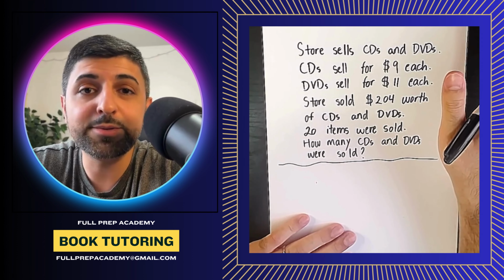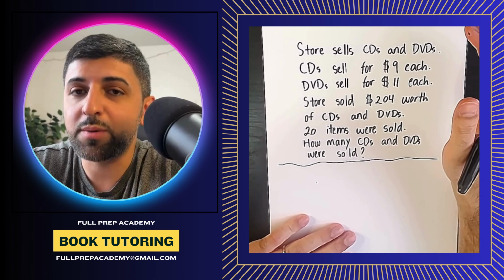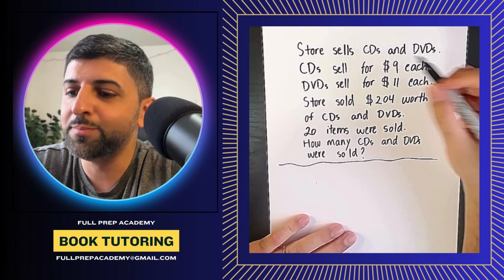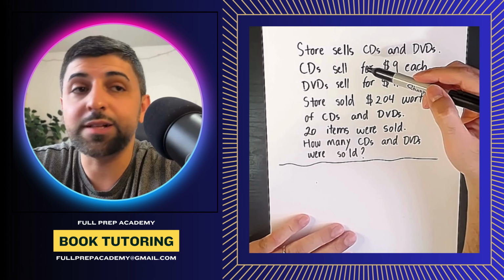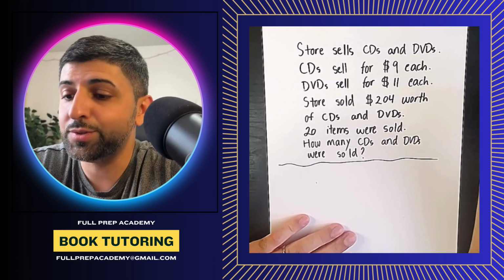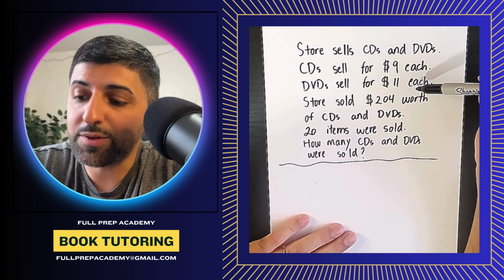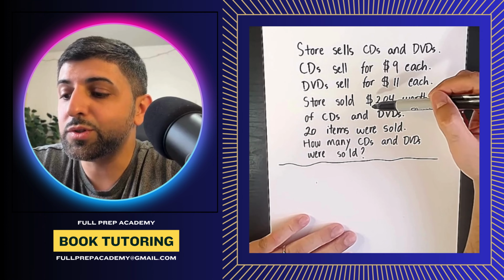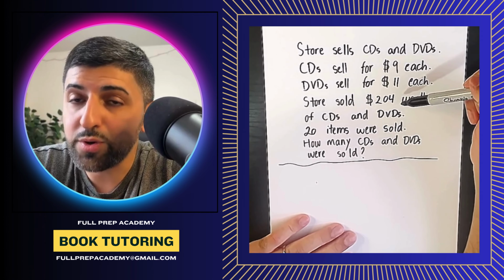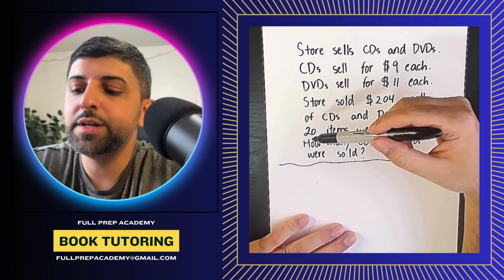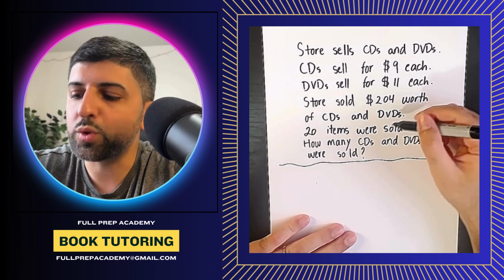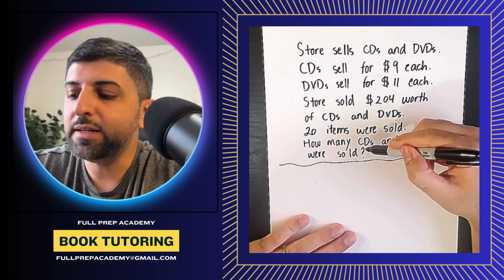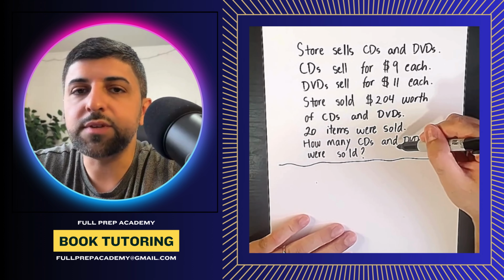I'm still going to use the method of elimination for this word problem, but let's see what we can do here. The store sells CDs and DVDs. CDs sell for $9 each. DVDs, however, sell for $11 each. Store sold $204 worth of CDs and DVDs. 20 items, so 20 CDs and DVDs in total, were sold. How many of each CDs and DVDs were sold?